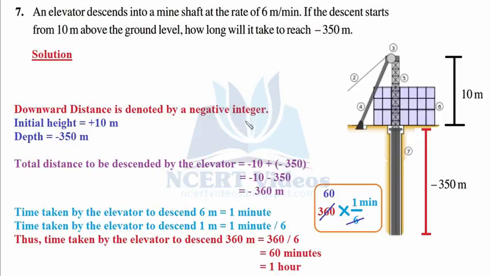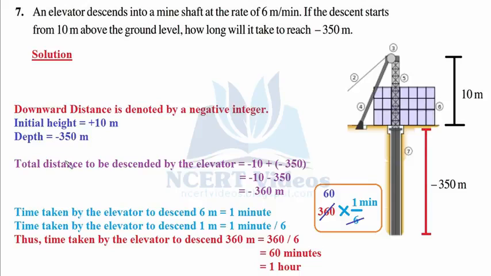This you know. Now initial height is plus 10. Why? You have to consider this height as well. It is not this height only. It is this height. That's why we are emphasizing on the language part. You have to first understand the question, what it is asking for. Then brainstorm your mind and act accordingly. The depth is minus 350 meter.